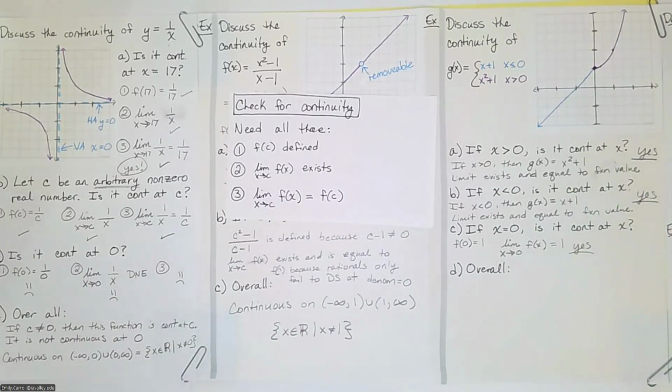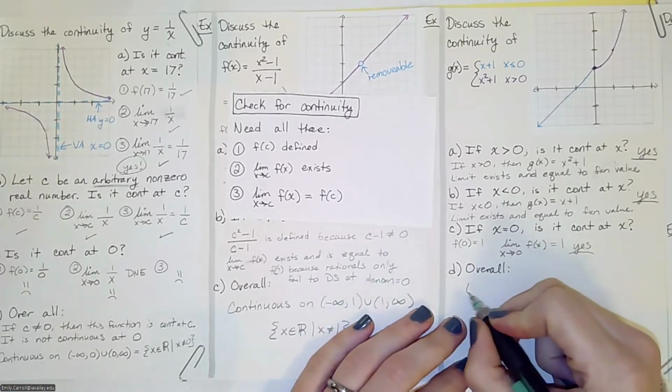Is there anywhere that this function is not continuous? Well, all numbers are either positive, negative, or 0, so this function is everywhere continuous.